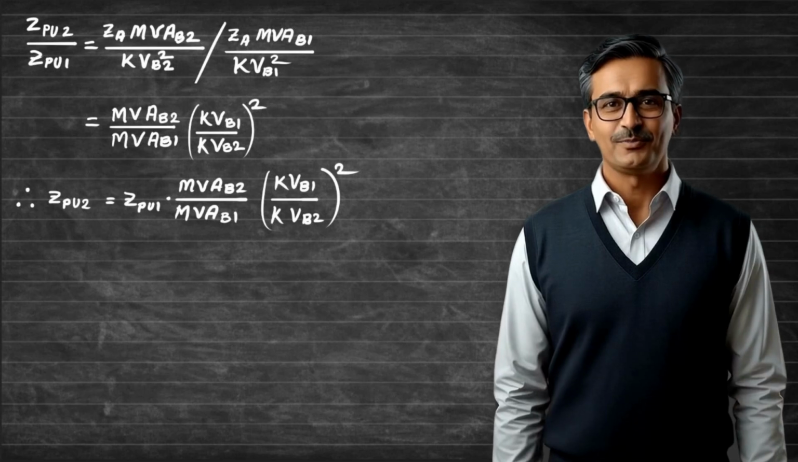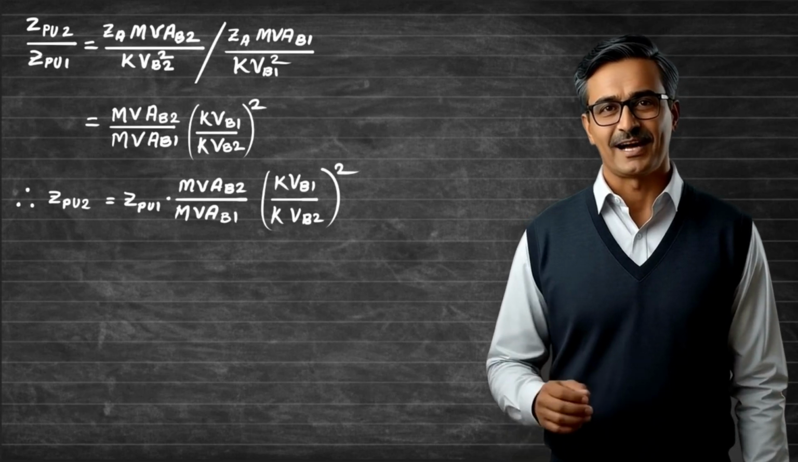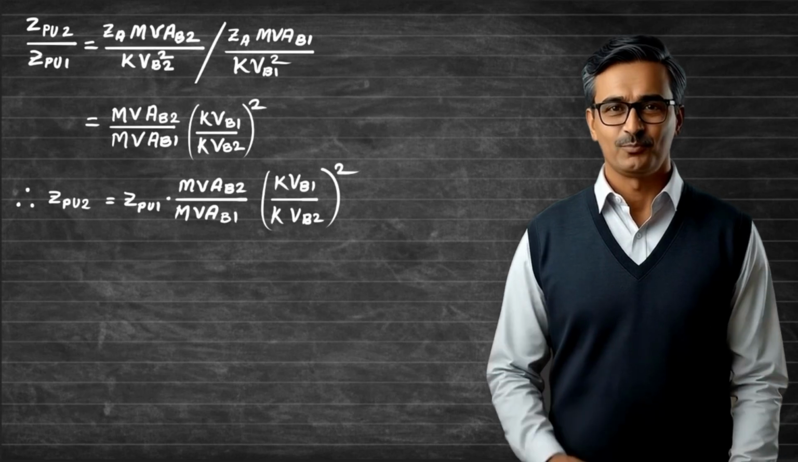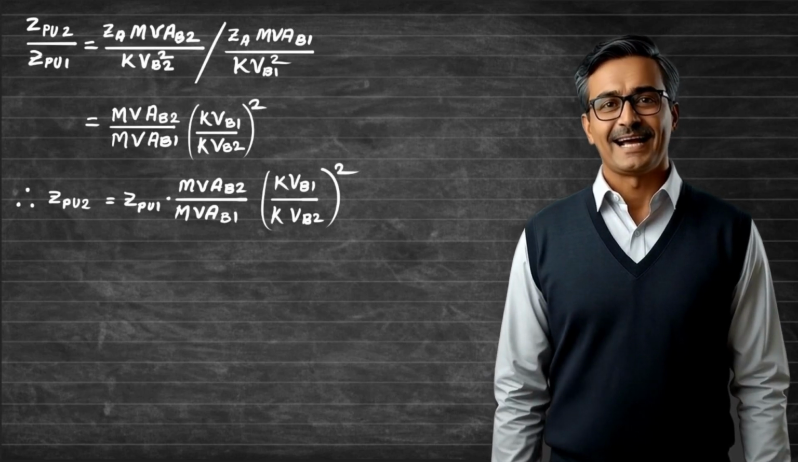In our next video, we shall discuss how per unit impedance of a transformer becomes exactly same for both referred to HV and LV sides of the transformer.